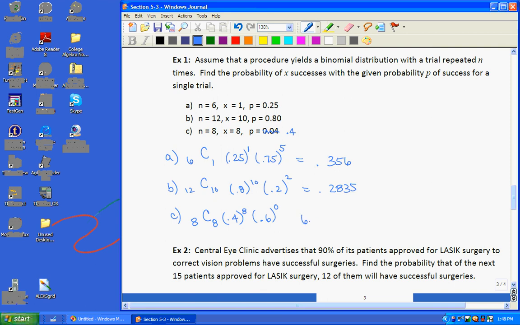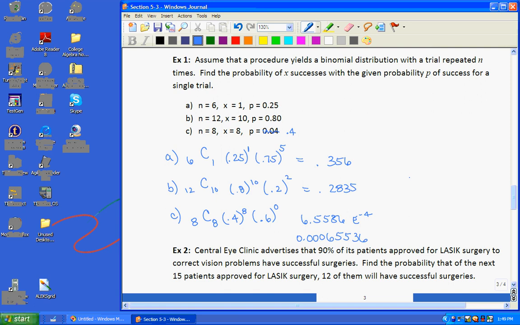well, you're probably getting something like this, 6.5536e to the negative 4th. Remember, that's just scientific notation. That means move your decimal 4 places to the left. So this would be that if you wrote it all out.